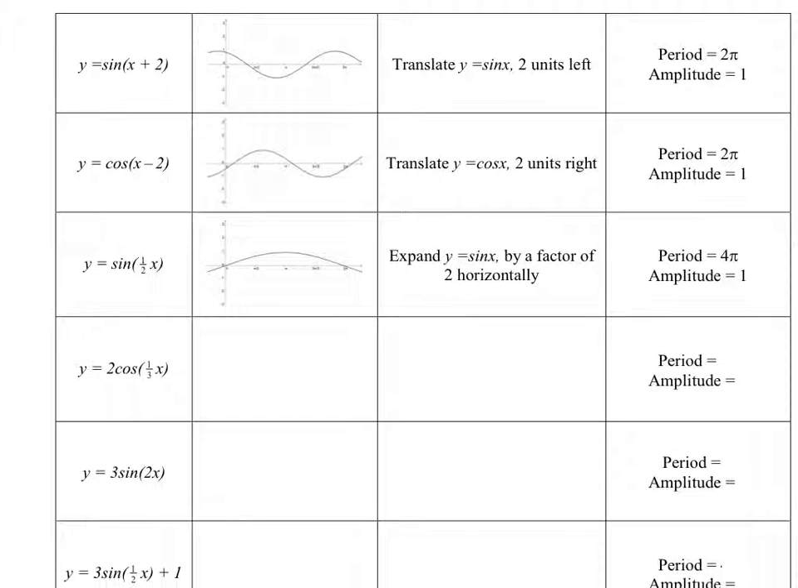So all that's changed is that instead of the period being 2 pi, it's been stretched horizontally, so now it's 4 pi.